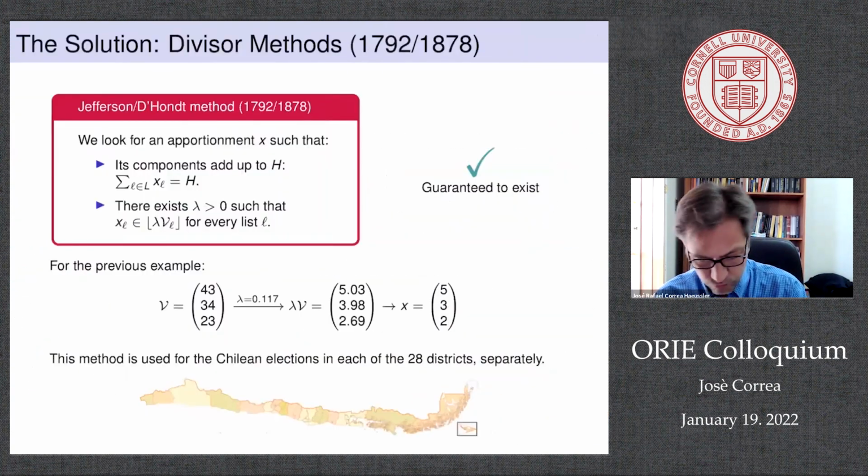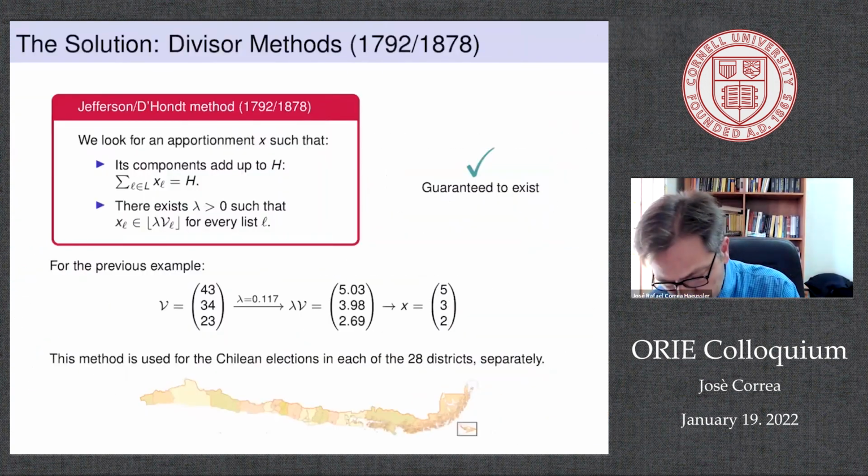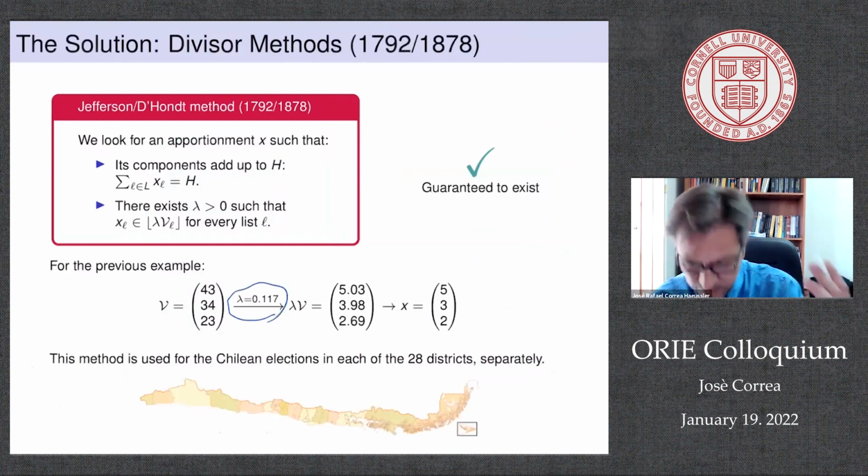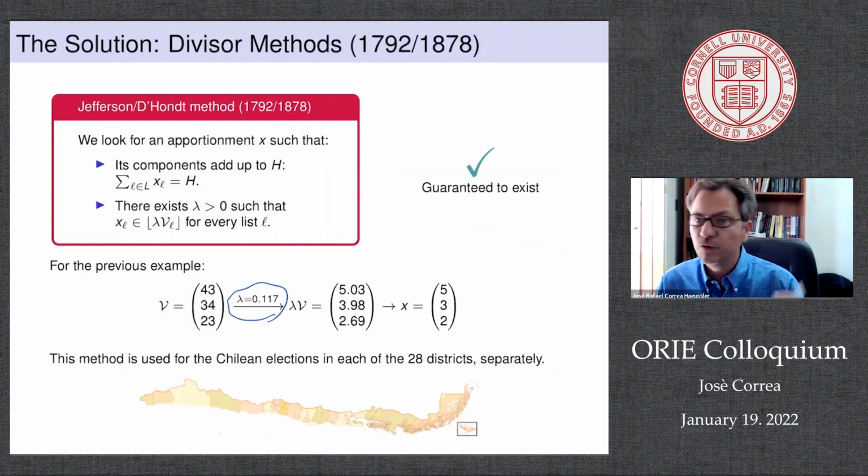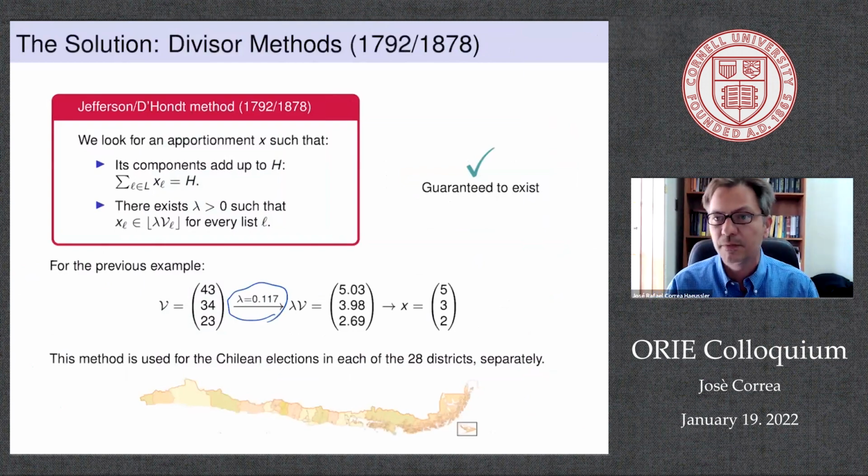So, for instance, in this example, we could take lambda equals this number, 0.1117, multiply every entry, round down, and get the same vector. And these two views are exactly equivalent. So this is the same thing. So you can actually prove that you get to the same outcome.